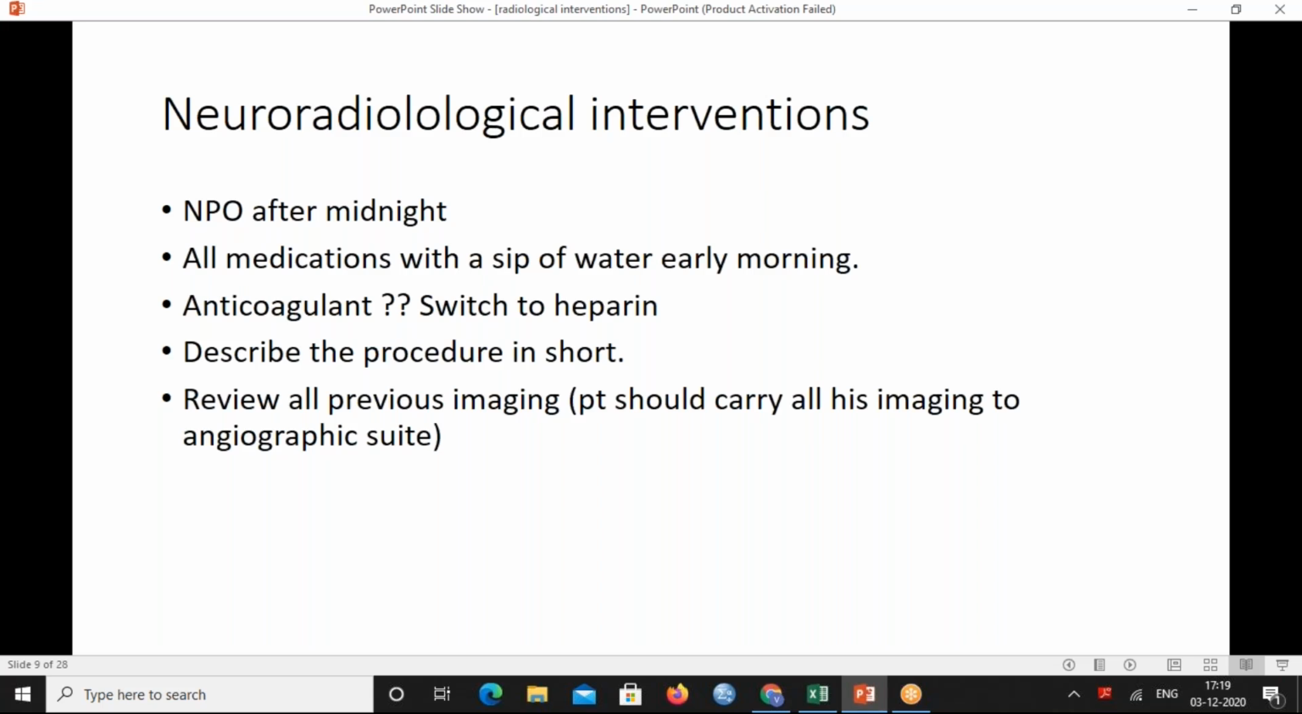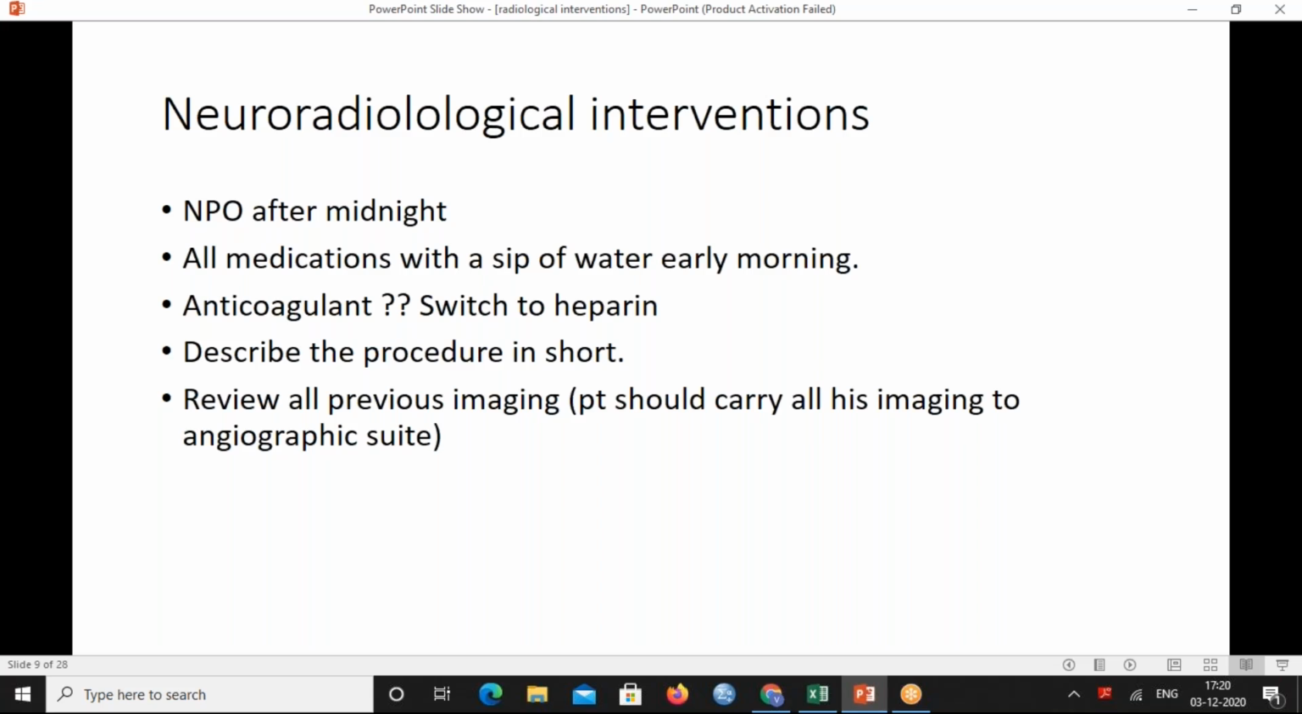Before any procedure is planned or done, it should be described in short to the patient and also to the attendant: what the procedure is planned for, the indication for the procedure, the risk of the procedure, the complications, the short-term complication, the long-term complication. If the patient is able to understand, it's fine. If the patient is not in a mental state to understand, then the first degree attendant should be told about the risk, complication and the procedure should be described.